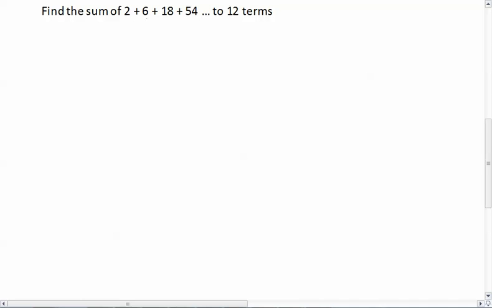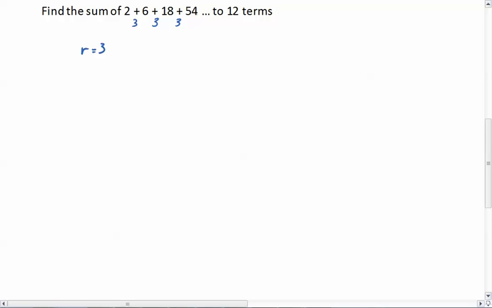Now most of you probably already knew that it's geometric. So what I'm going to do is check to see if it's geometric. I'm going to go 6 divided by 2, which is 3. Then 18 divided by 6, which is 3. Then 54 divided by 18, which is also 3. Which means that we do have a constant ratio of 3, meaning this is a geometric series.